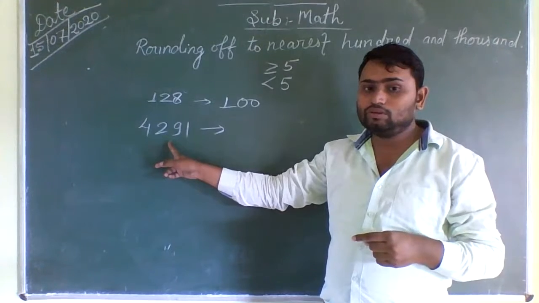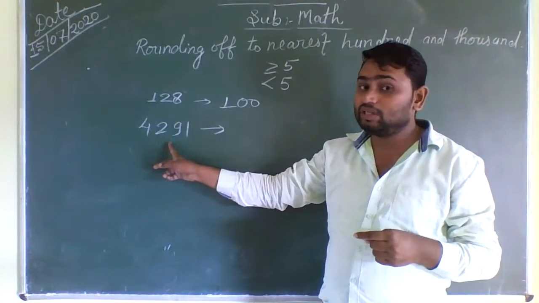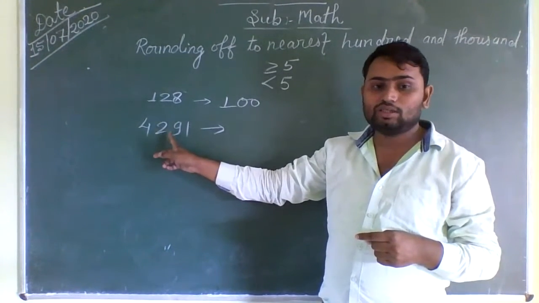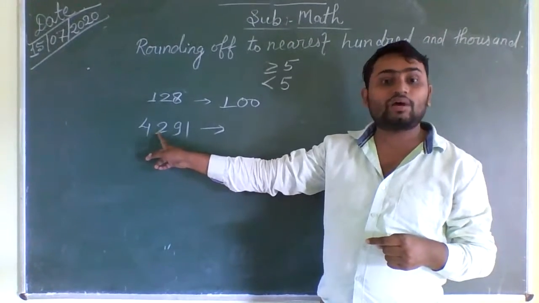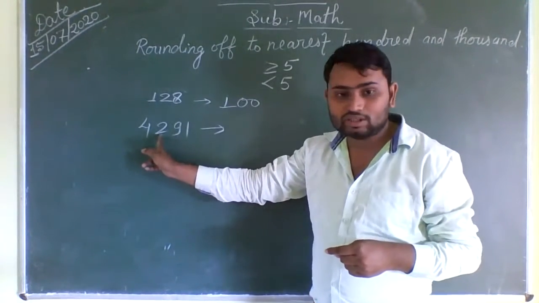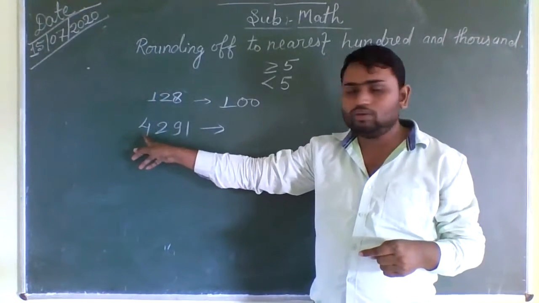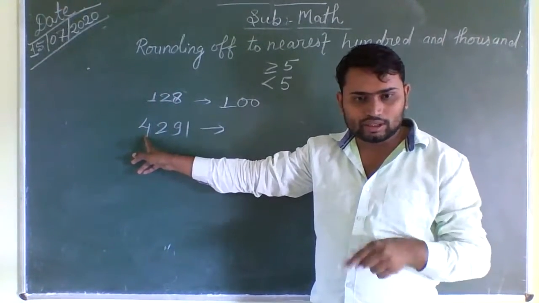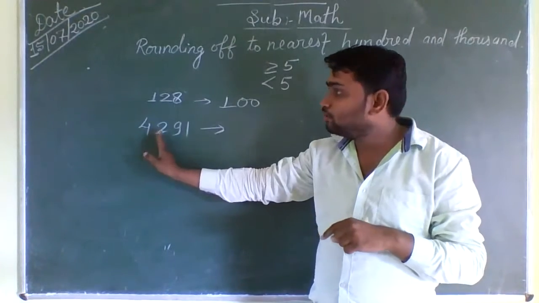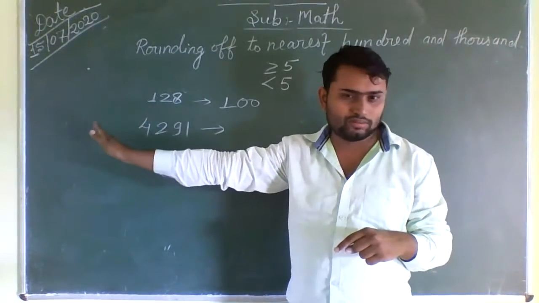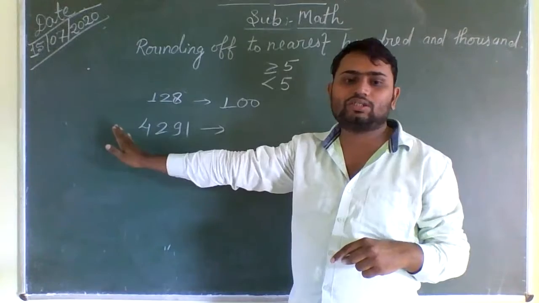So what will we do? Now we will make change. We will increase the digit at hundreds place by 1. So now it is 2, and it will become 3. And what will we do with 4? I just told you that if there are more digits after hundreds, we will not make any change to them.